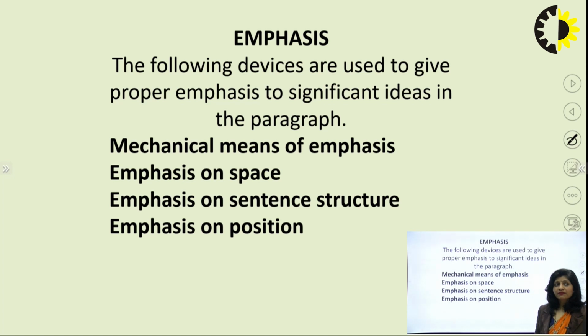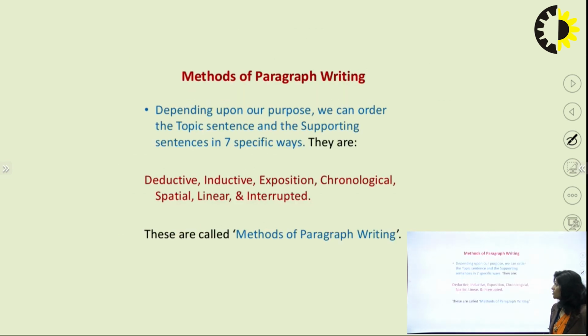Then emphasis on position. Emphasis on position means that in a paragraph, when we want to write something important, we write it either at the beginning or at the end of the paragraph. So we write important key ideas either in the beginning or at the end of the paragraph. These are the devices I have mentioned to you for how you can write an effective paragraph.